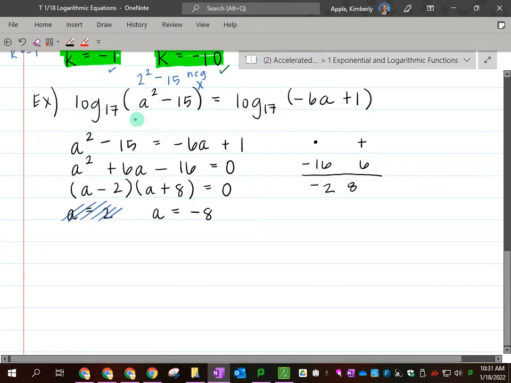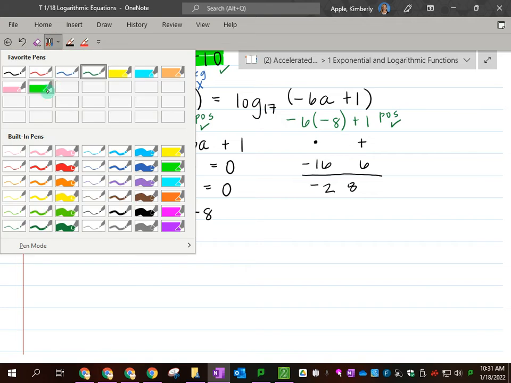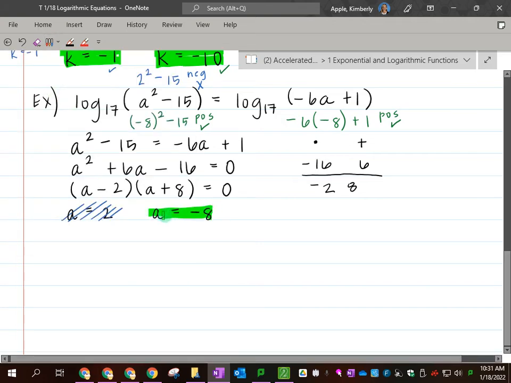All right, let's go check the -8. So this would be -8 squared minus 15. Well, that's 64 minus 15. That one's good. This one's positive, so we'll keep it. But we've got to be good over here too. That's -6 times -8 plus 1. -6 times -8 gives me a positive number, plus 1, also a positive number. So this one's good. So notice I was able to eliminate one of them, but the other one stayed.